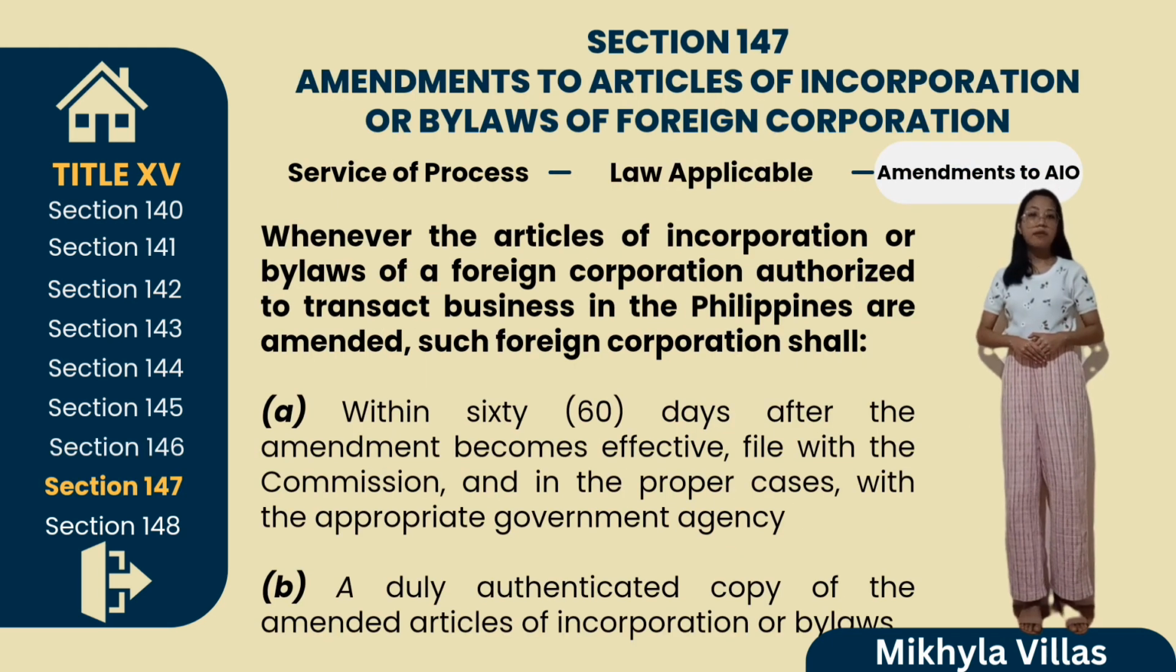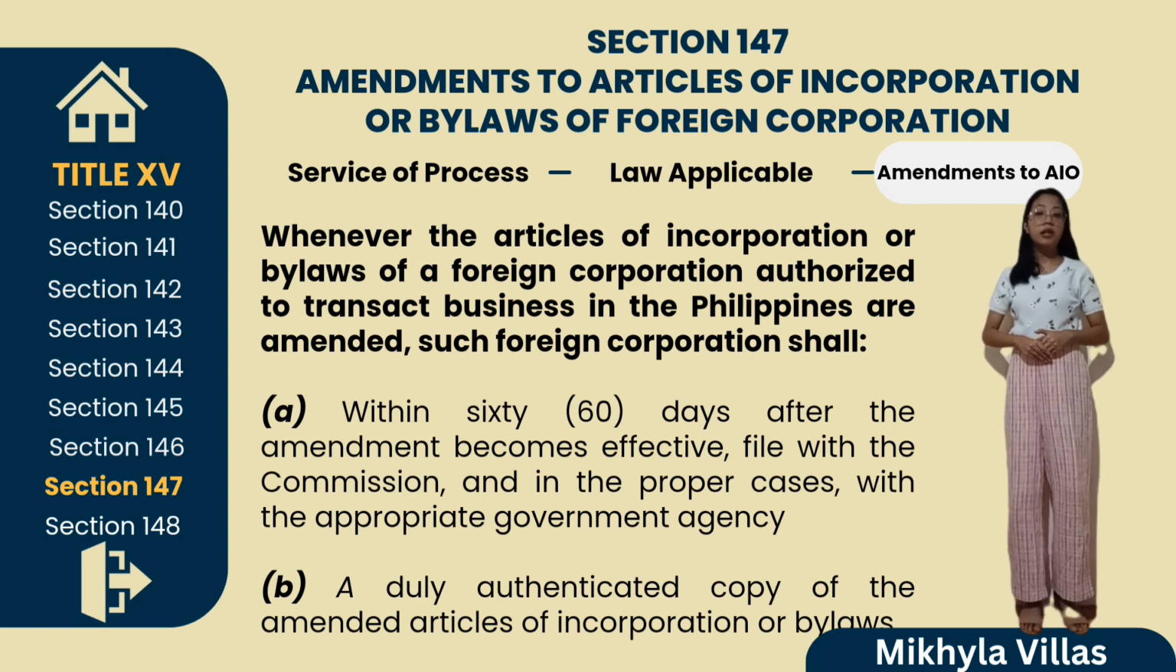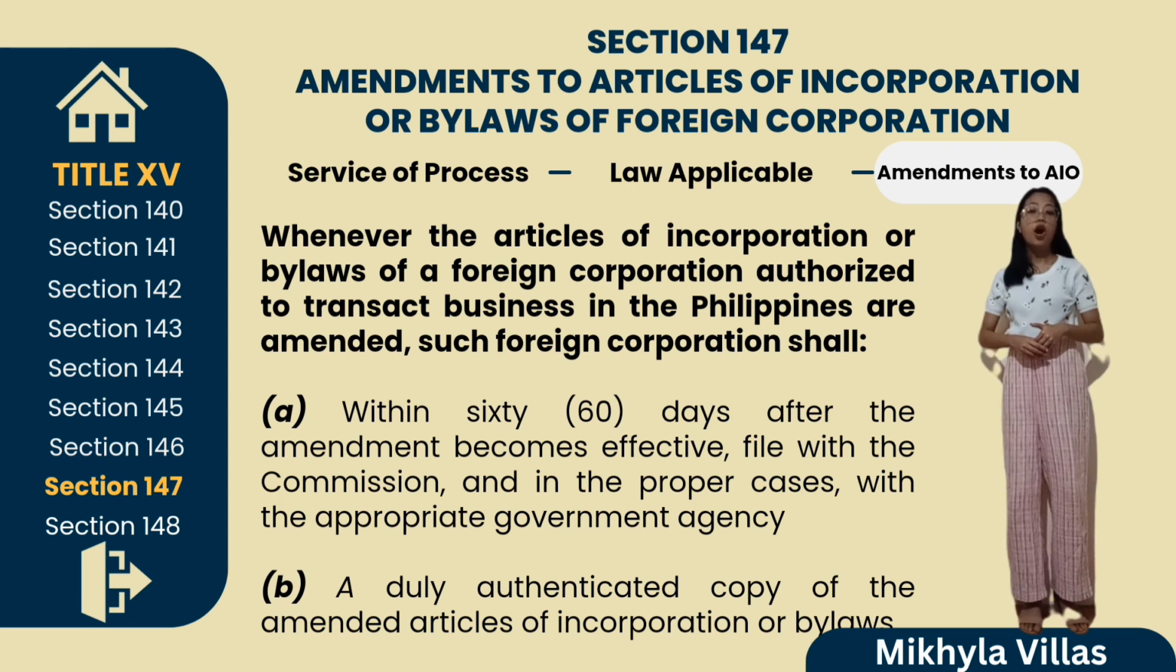Section 147 of the Revised Corporation Code of the Philippines pertains to the amendments made to the Articles of Incorporation or bylaws of a foreign corporation that is authorized to conduct business in the Philippines. This section ensures that the Philippine government is kept informed about any changes in the governance of foreign corporations operating in the country, while also maintaining control over the scope of their operations within its jurisdiction. First is the amendment filing.